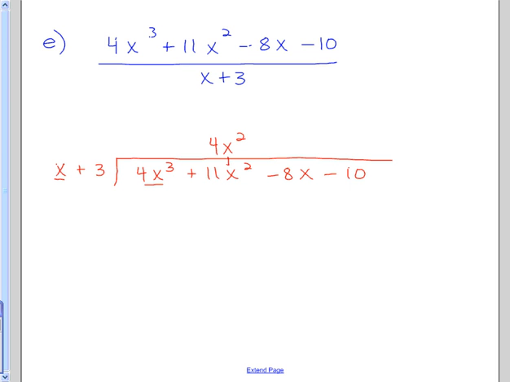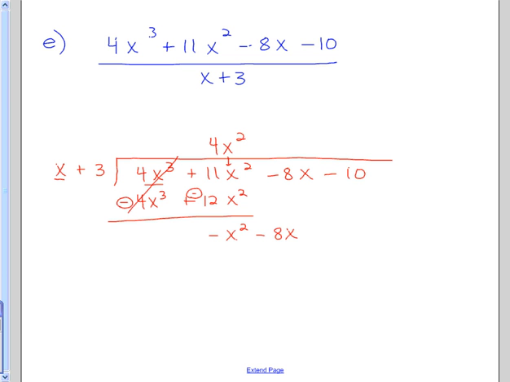So again, it goes over its like term. 4x squared times x is 4x cubed. 4x squared times 3 is positive 12x squared. Change your signs, both negative. 11x squared minus 12x squared would be negative 1x squared. Bring down only one term at a time, so just bring down negative 8x.